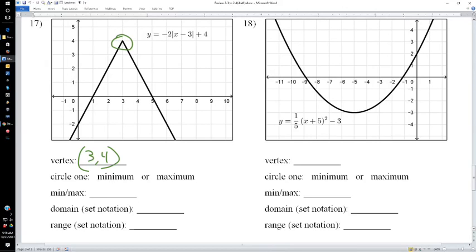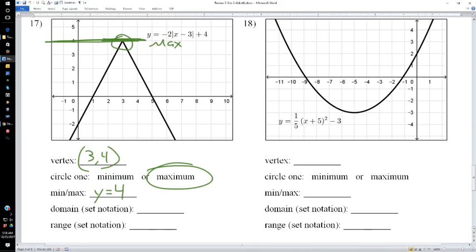Okay, your minimum, well, this one, because it's got a highest point, this is a max. That's a maximum. So it's right there. You have a maximum at y equals 4. Remember, grab the y value. That's the highest point on the graph.